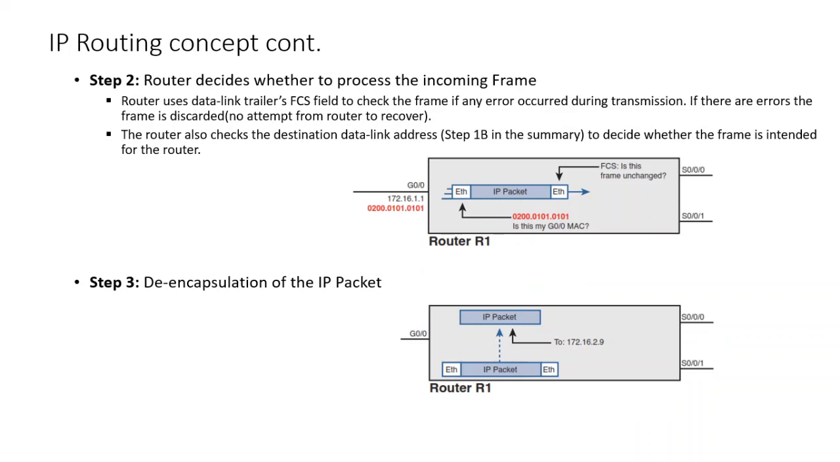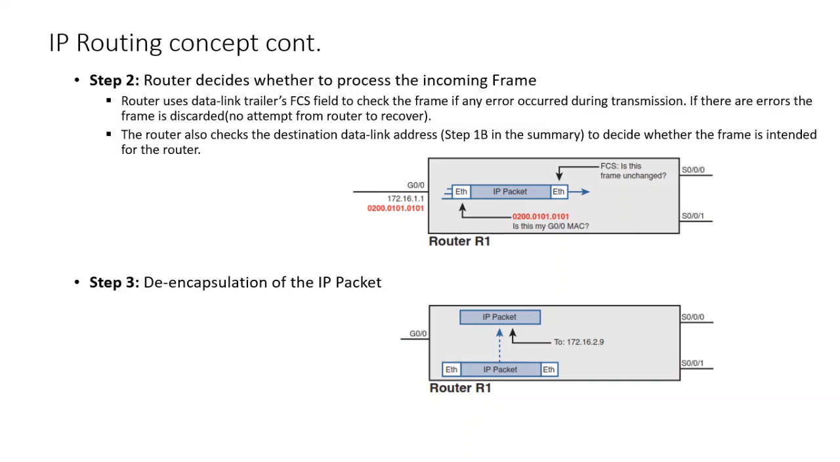But the second step is to decide whether to process the incoming frame. The router uses the data link trailer's FCS field to check whether any error has occurred during transmission. If there is any error in the frame, it will be discarded. The router also checks the destination data link address to decide whether the frame is intended for it. As you can see in the illustration, the first router checks the FCS and the frame is unchanged. You can see the Ethernet encapsulation and the IP packet, and the MAC address in hexadecimal. We check for the port: is this port's MAC address the destination? If it is, then it will process the packet.